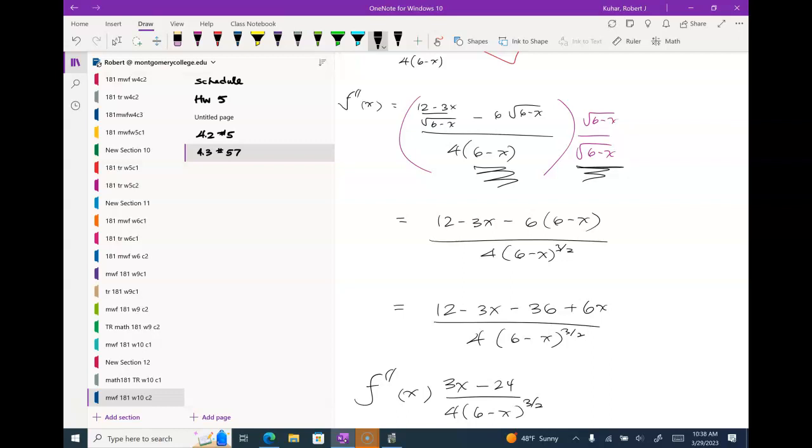I can see the critical value of the second derivative is 8, right? But that's outside of my domain. Yes? Remember, the domain was from negative infinity all the way up to 6. If I put an 8 in the original function, I get a complex number. I get an imaginary number. So no criticals of the second derivative, right? No criticals of the second derivative.